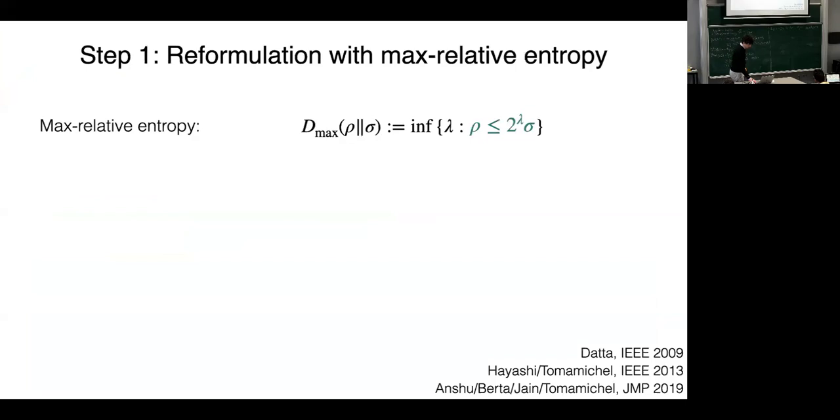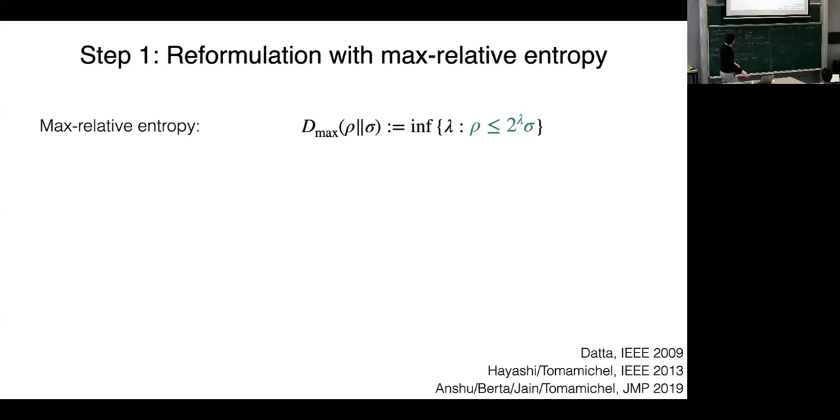Good. Okay, so we are not going to solve the problem in that form. We need a transformation first. For the transformation, I need to introduce the max relative entropy, which is a very cute quantity. This was introduced by Nilanjana Datta in 2009. You see how it's defined. Basically, you want to dominate rho with a multiple of sigma, and you ask for the smallest coefficient that does that. It's very intuitive, right? If these were classical probability distributions, it would be the maximum ratio.